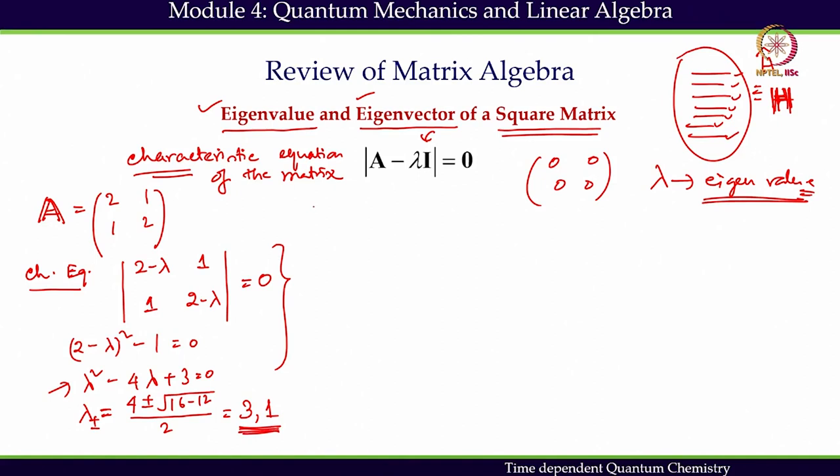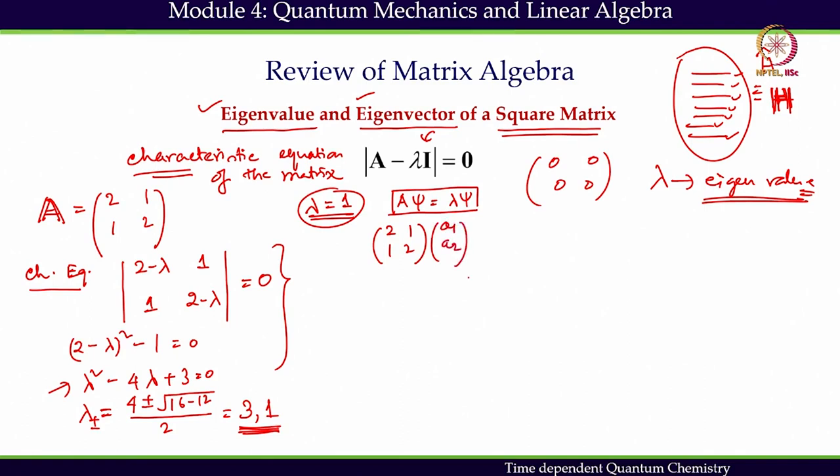Next, we would like to find out, for lambda equals 1, what the eigenvector or the wave function associated with that particular state should look like. That can be represented as follows. We have this eigenvalue equation: A psi equals lambda psi. In the matrix form, how do I represent it? A has been represented in terms of the matrix 2, 1, 1, 2. Then psi is unknown to me. That is why I will write A1, A2.